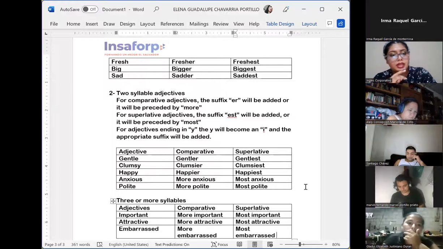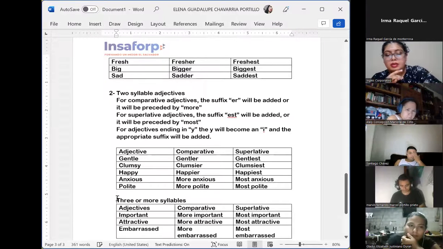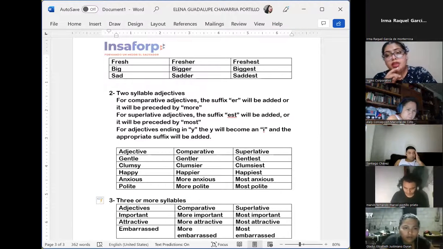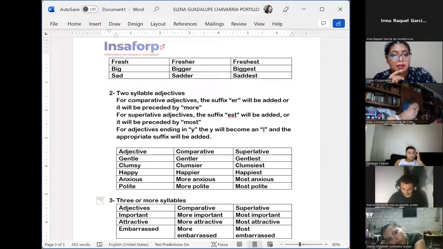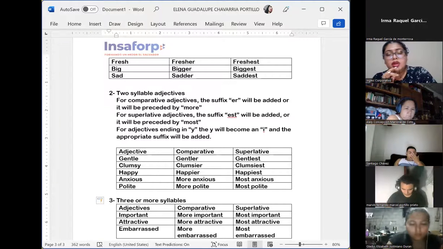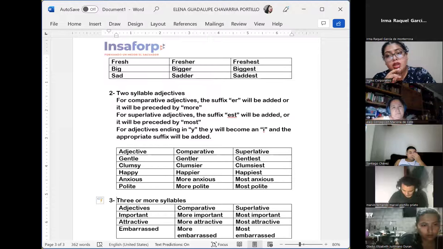So in that case, we have three. In this case, I didn't put the number three here. So we have three different categories that are the basic categories. The number one is the one syllable adjectives, the two syllable adjectives, and the three or more syllables. But also we have the irregular adjectives and exceptions. You know that in some cases, when we are talking in English, we think that we have several rules for some structure, but in some cases we have some exceptions because maybe we can use it in another way. So adjectives is not the one topic that doesn't have exceptions. So we have some exceptions here too.